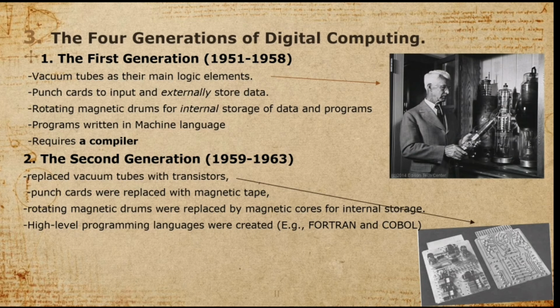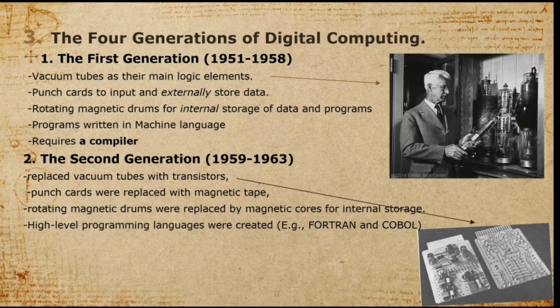The first generation was from 1951 to 1958. Vacuum tubes were the main logic elements. Punch cards were used to input and externally store data. Rotating magnetic drums were used for internal storage of data and programs. Programs were written in machine language, which requires a compiler. A vacuum tube is an electronic device that controls the flow of electrons in a vacuum. The basic working principle of a vacuum tube is a phenomenon called thermionic emission.